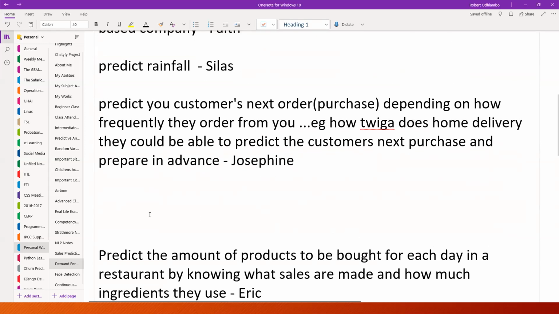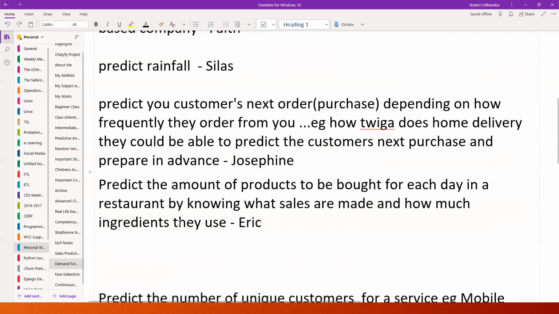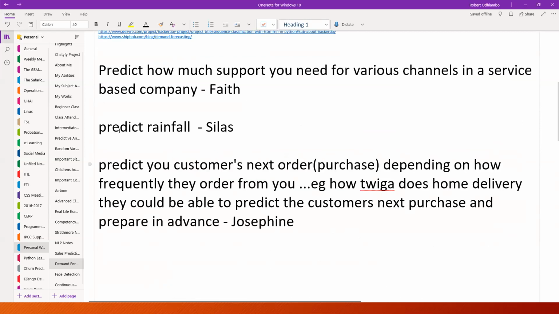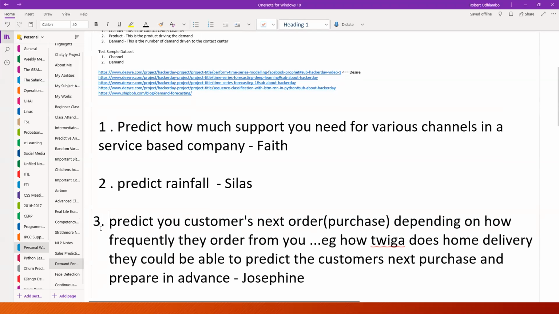Now, I want everyone, apart from the 3, to vote in the chat. This is number 1. This is number 2. This is number 3. In the chat. So you just say you choose either 1, 2, or 3. You vote once.